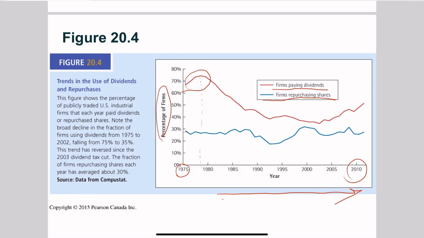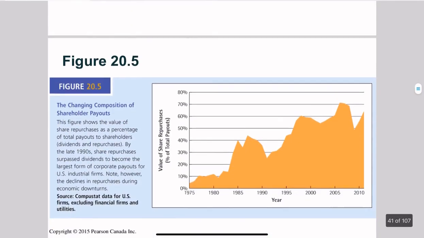And to be more specific, you can see that the percentage of firms paying dividends is always consistently larger than the percentage of firms doing share repurchase, right? So this is pretty interesting. This is pretty much against our theory, because theory tells us a firm should never pay dividends, right?